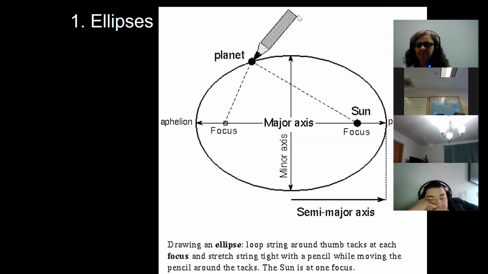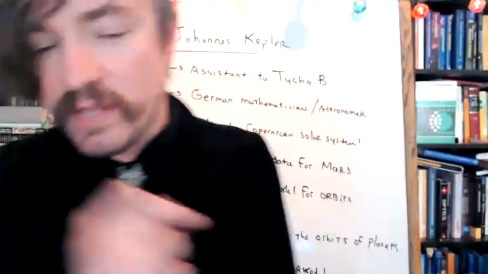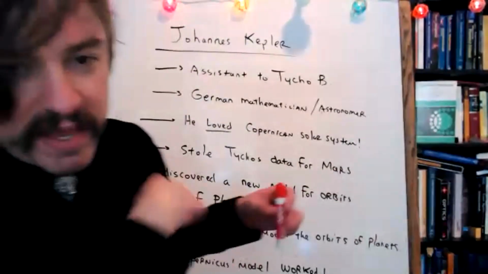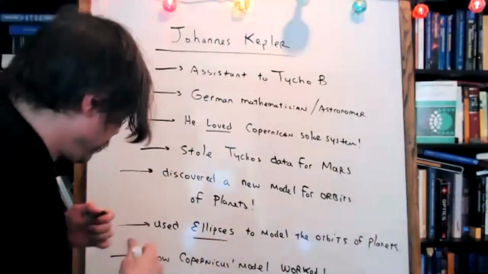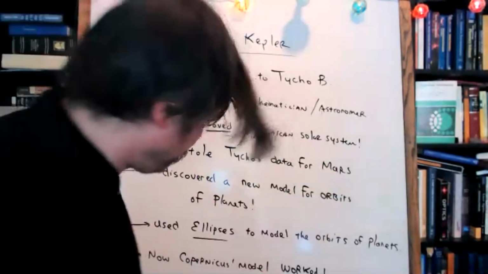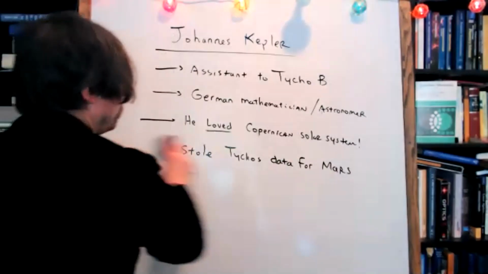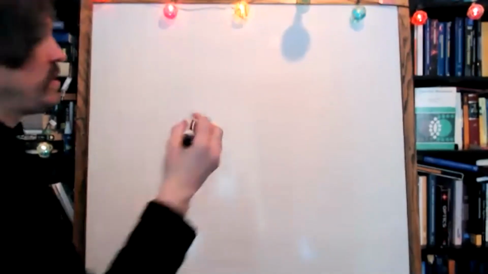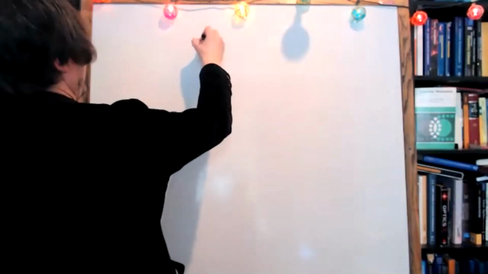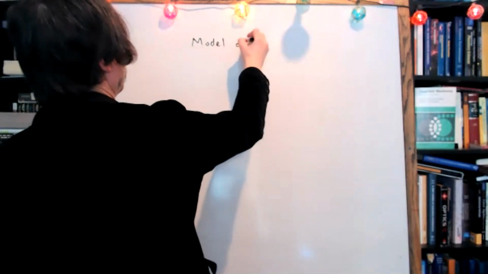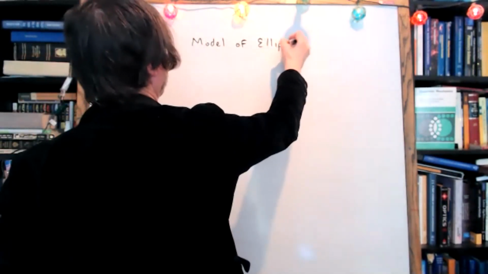For today's lecture and for today's homework, you guys need to know a little bit about ellipses. So let's make a cheesy version right now on the board. If you have a ruler handy, bust that out. Okay. Let's make a model of an ellipse.